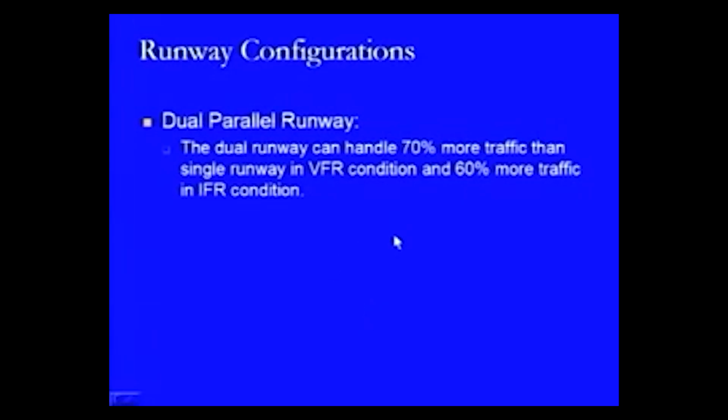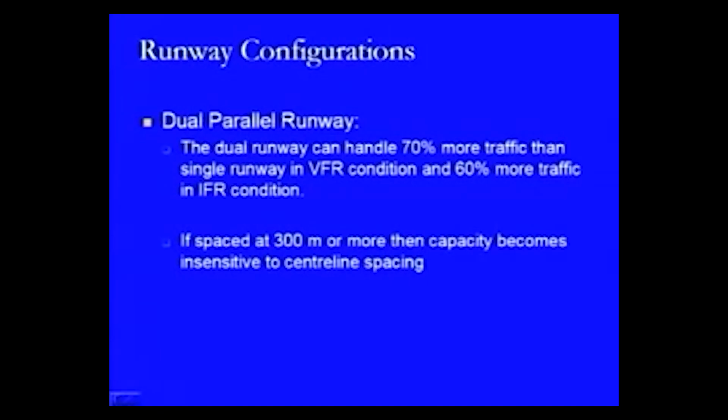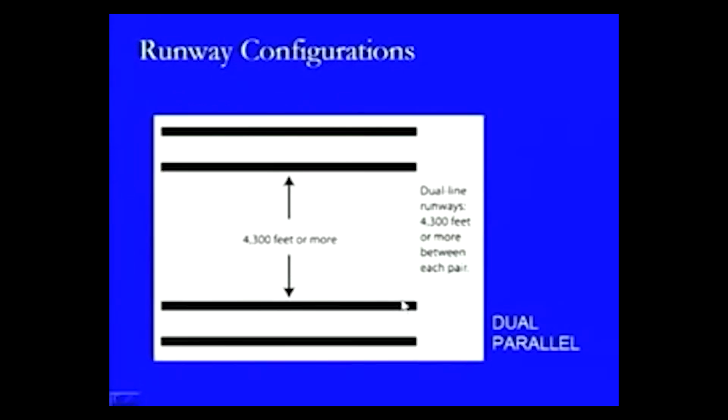And as far as the capacity is concerned, it can handle 70% more traffic as compared to the single runway under VFR conditions, and 60% more traffic than the single runway in case of IFR conditions. And if it is spaced at 300 meters or more, then the capacity becomes insensitive to center line spacing. This is the case of the dual parallel condition, where the spacing in between is 4,300 feet or more, but then after that we have another parallel strip on this side as well as on the other side. So, we have two pairs of parallel runways spaced at a farther spacing.